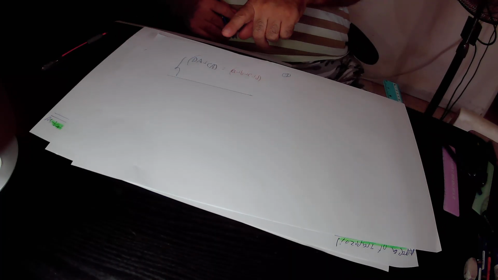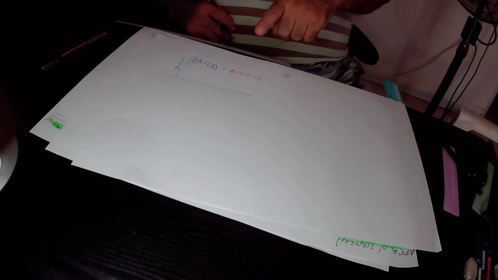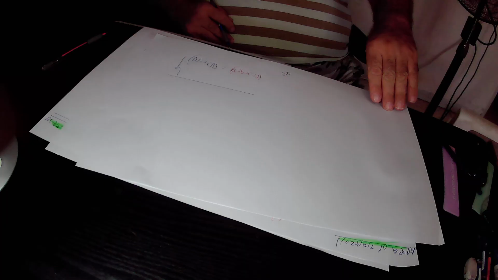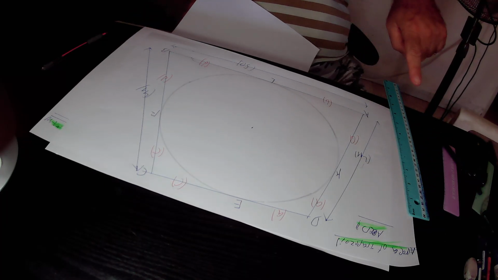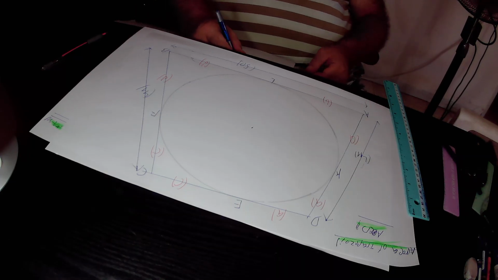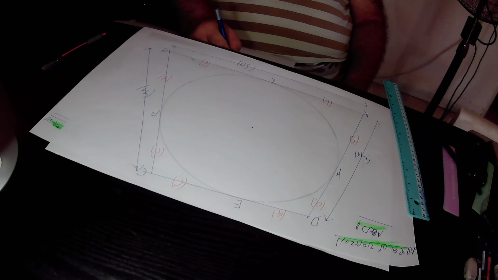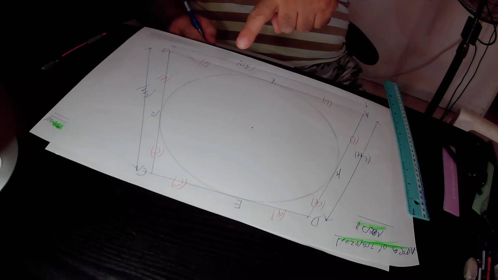Side DA plus the opposite side CB, in the trapezoid ABCD, in total equals A plus B plus C plus D. What is the length of side DC plus the opposite side AB? So DC plus AB equals A plus B plus C plus D.